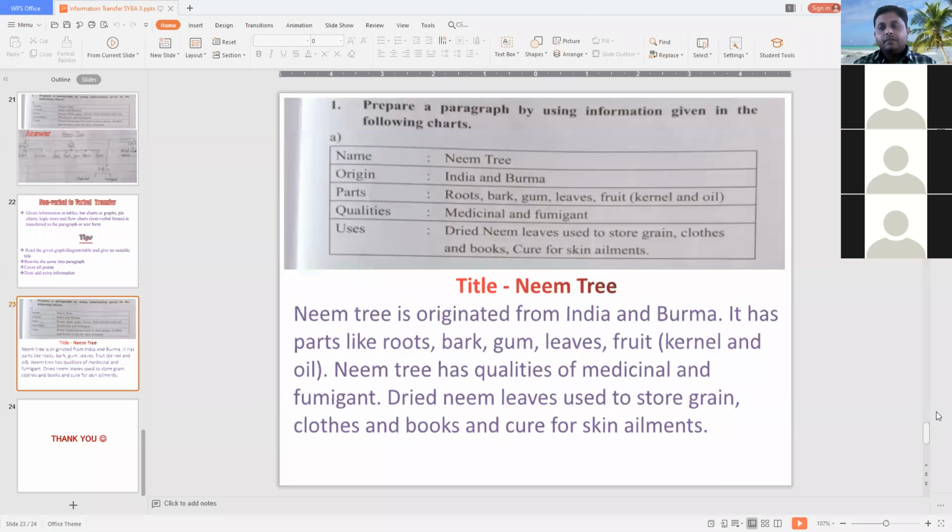See, neem tree originated from India and Burma. It has parts like roots, bark, gum, leaves, fruit, right? Neem tree has qualities of medicinal and fumigant, right? Dried neem leaves are used to store grain, clothes, and books and cure skin ailments. So we just try to describe the information in the diagram with the help of sentences. The sentences should be short and simple to understand.